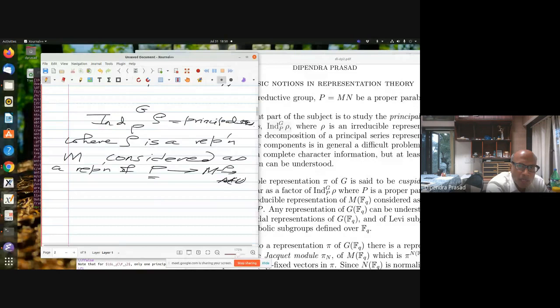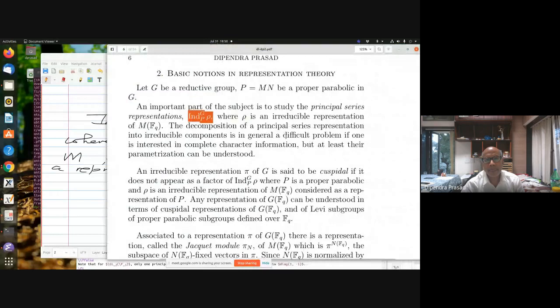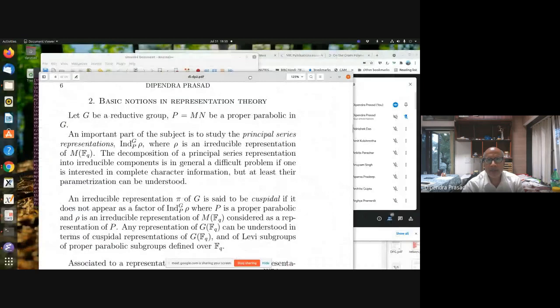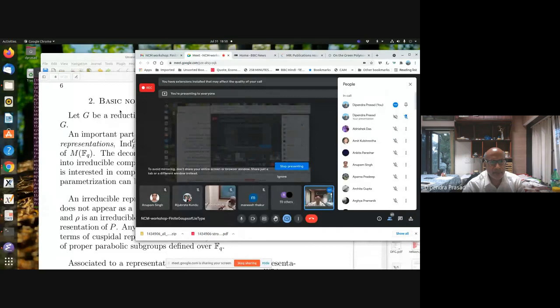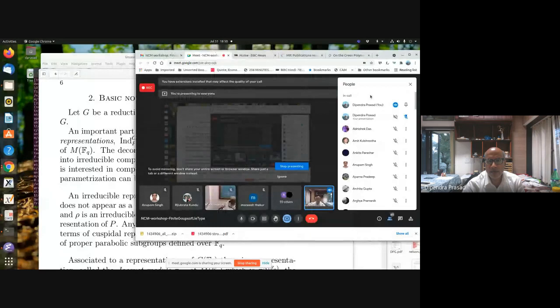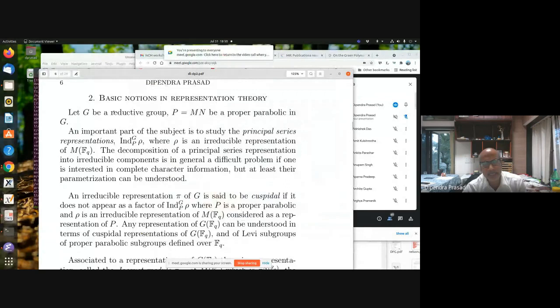So, principal series representations have been around, so to say. One cannot say it is due to Harish-Chandra, but in some sense it is from antiquity. Principal series representations have been studied certainly by Gelfand in the 40s and 50s, and even before by maybe Schur and Frobenius. So these principal series representations are induction from parabolic to the group of a representation of a Levi. The decomposition of a principal series representation into irreducible components is in general a difficult problem if one is interested in complete character information, but at least their parameterization can be well understood.